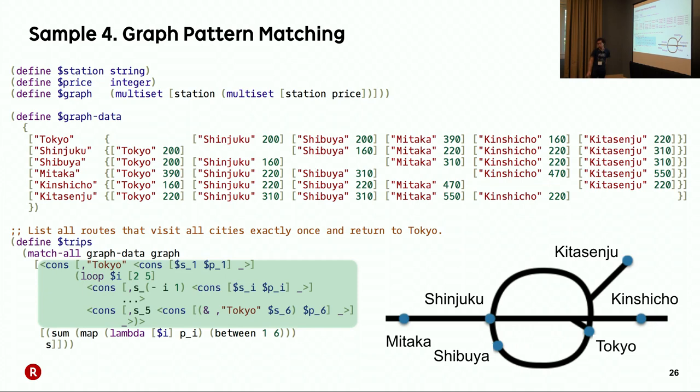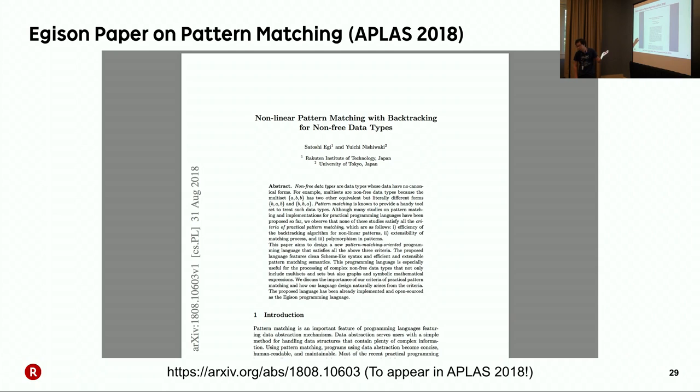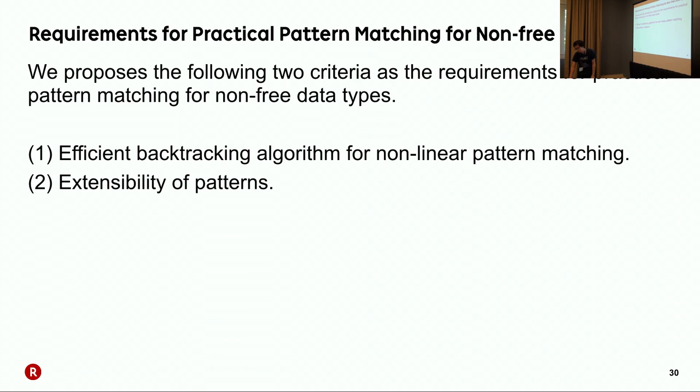Now let us introduce related work. First, let me introduce related work on nonlinear pattern matching with backtracking. As a solution for this problem, I designed and implemented a new pattern matching system that I showed in the previous slide. Actually, the paper for that is going to appear in APLAS 2018. As mentioned, the loop pattern is implemented on this pattern matching system. This paper discusses these two criteria as important for practical pattern matching for non-free data types.